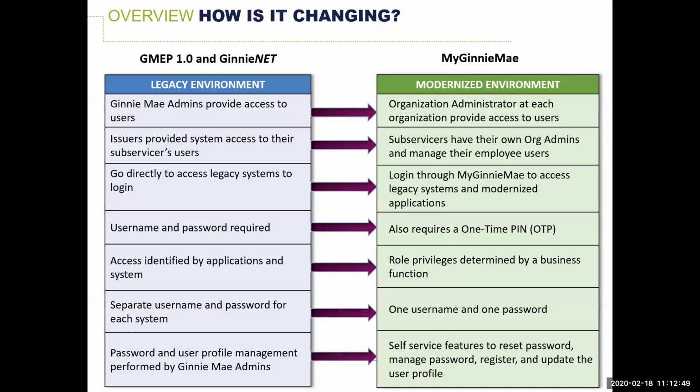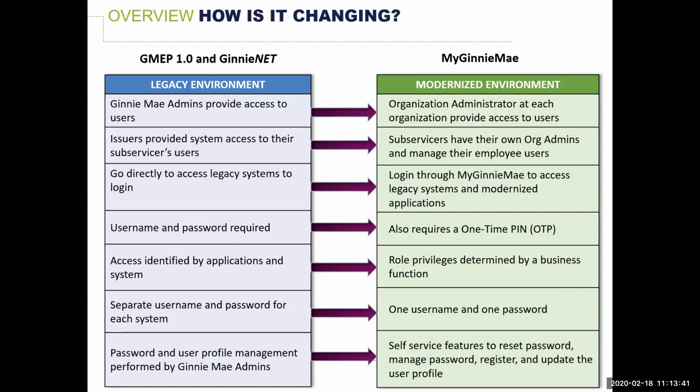So again, how is it changing? In our legacy environment, GMAP 1.0/RFS and GinnieNet, Ginnie Mae admins provided access to users. So those were the folks at the Bank of New York Mellon on behalf of Ginnie Mae. In the modernized environment, you, the organization administrators, provide access to your users. So you are responsible for all of the users within your organization. This is no longer something that the Bank of New York Mellon on behalf of Ginnie Mae will manage. In our legacy systems, issuers provided system access to their subservicers' users, but in the new portal, your subservicers will be responsible for providing access to their org admins and managing their own end users. So this isn't something that the issuers need to involve themselves with.